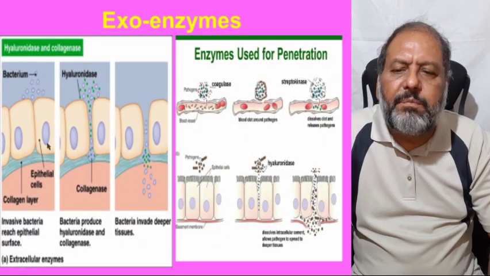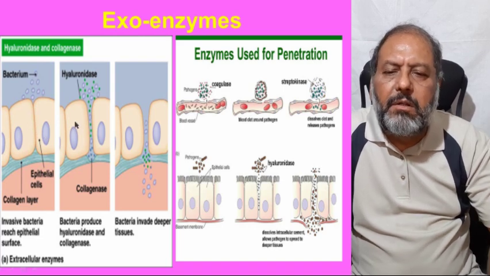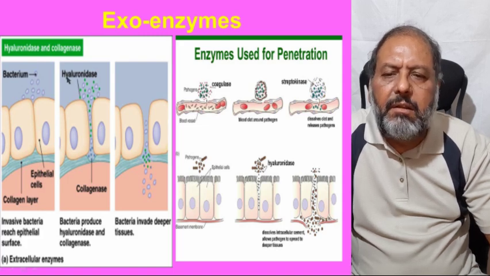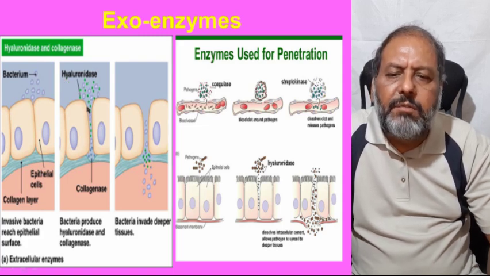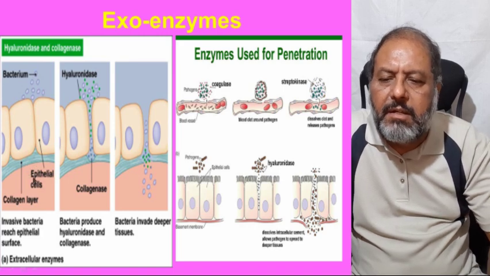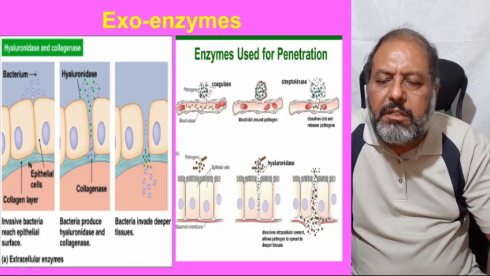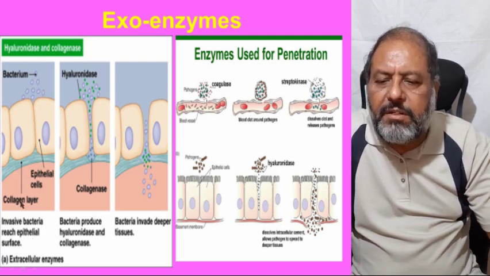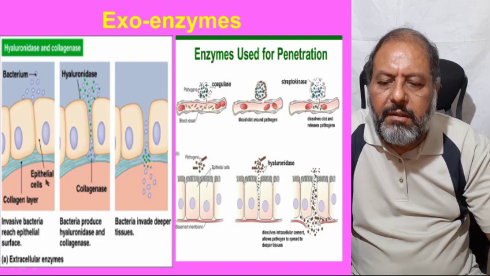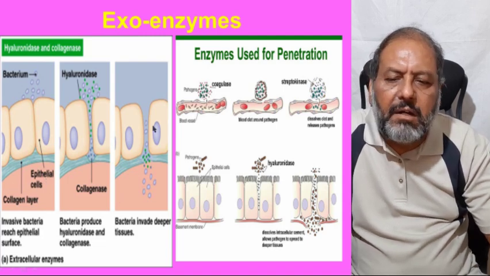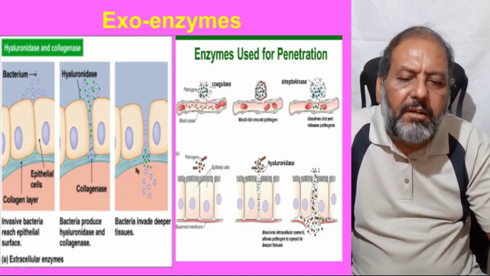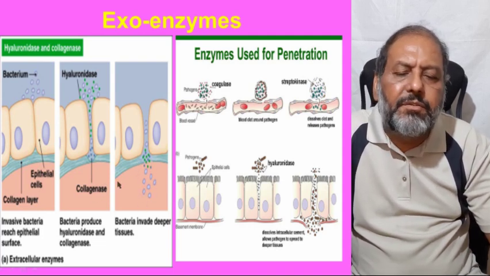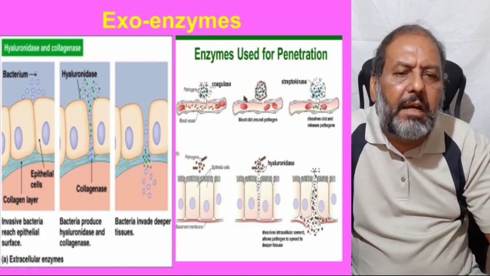With exoenzymes, one can see they are capable of making gaps between the host cells by having hyaluronidase, which is going to destroy the hyaluronic acid. Similarly, they are going to destroy the collagen layer between the epithelial cells, and invasive bacteria reach the epithelial surface from this destruction of the collagen layer. Similarly, one can see the bacteria invade the deeper tissue by just destroying this collagen and hyaluronic acid.